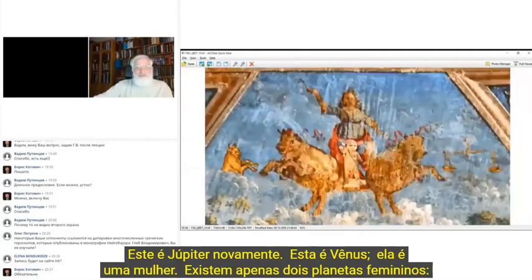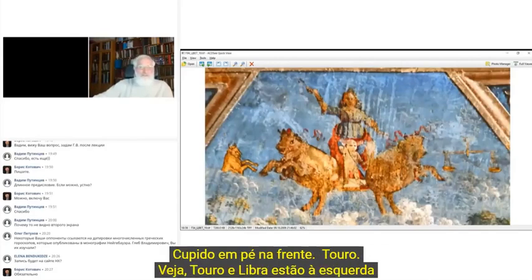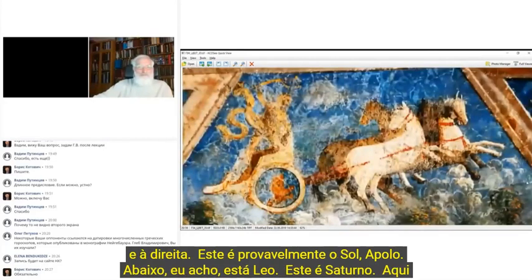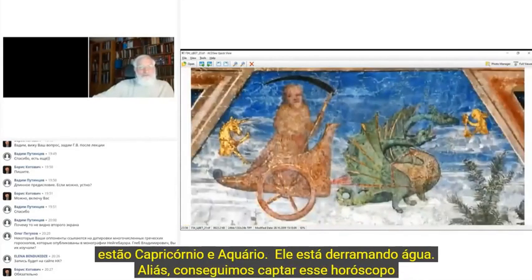This is Venus. She is a woman. There are only two female planets, the Moon and Venus. The Moon has a crescent, so this is Venus. She has the sign of Venus, Cupid standing in front. Taurus. You see, Taurus and Libra are on the left and right. This is probably the Sun, Apollo. Below, I think, is Leo. This is Saturn. Here is Capricorn and Aquarius.